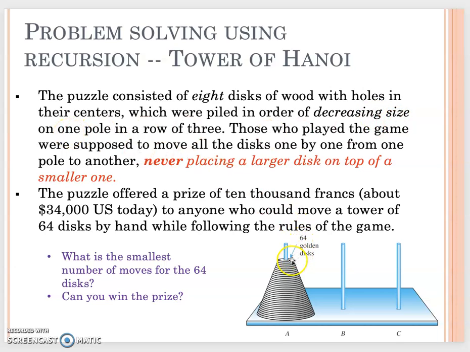For example, you see here we have 64 golden discs. Each disc has a different radius. They always start from the smaller radius and pile down to the bigger one. The puzzle game is that when you try to move all the discs one by one to another pile, you never place a larger disc on top of a smaller one.